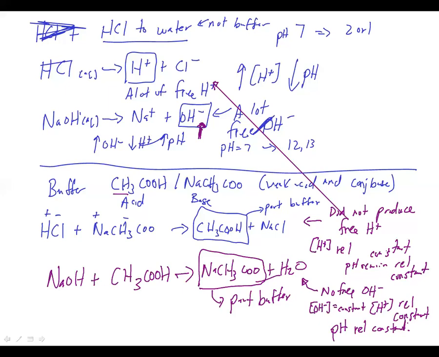And same thing with the base in the buffer. When you add the base to the buffer, it will use up some of the acid part and make some of the base part of the buffer. So what happens is we do not produce any more free OH minus, and because the concentration of OH minus remains relatively constant, so does the pH in that case, because the OH minus and the H plus are tied together.